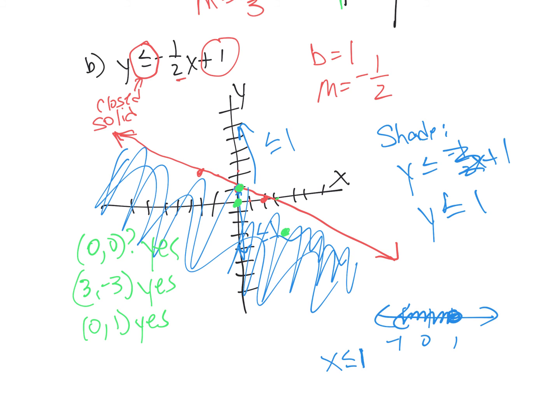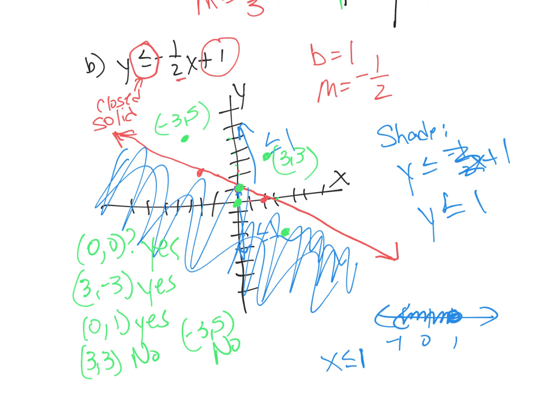If I said 3, 3, you would say no, because it's not in the shaded region. Or negative 3, 5. So 1, 2, 3, 4, 5. So we have negative 3, 5. That would be also a no.